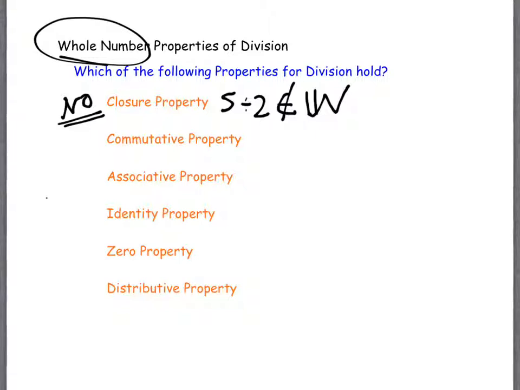We'll use some symbols just for fun. Right? That's not an element of the whole numbers. Commutative property.